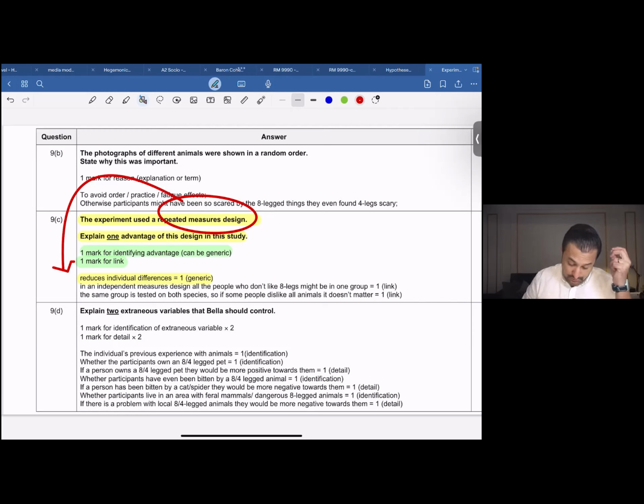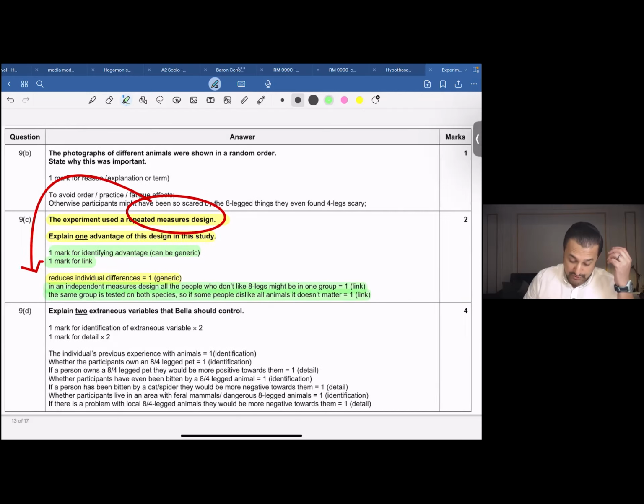An advantage of a repeated measures design over here would be that it reduces individual differences or participant variables, as I had referred to it earlier. How do you get the second mark here? In an independent measures design, all the people who don't like 8 legs might be in one group. In a repeated measures design, the same group is tested on both species. So if some people dislike all animals, it doesn't matter. Now, moving on to another question real quick.